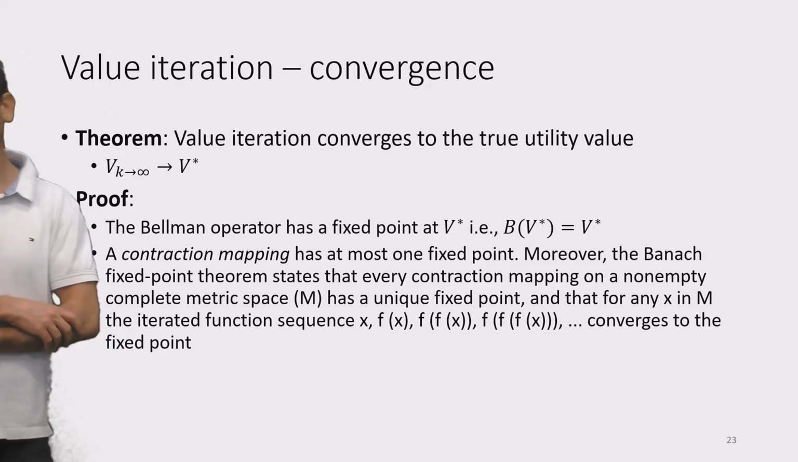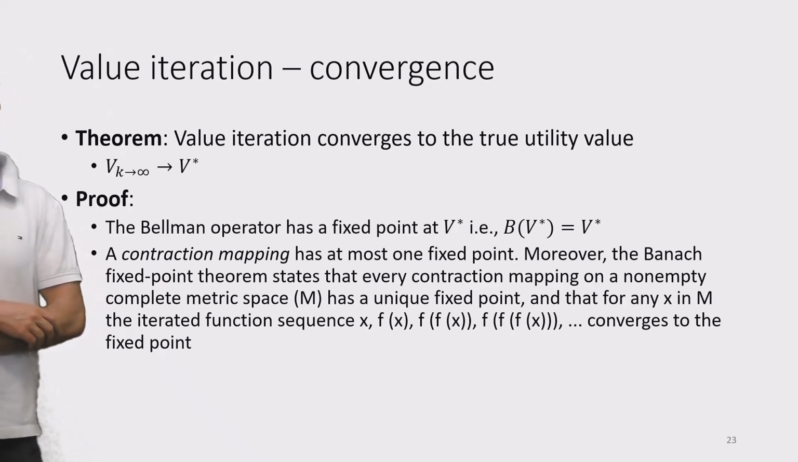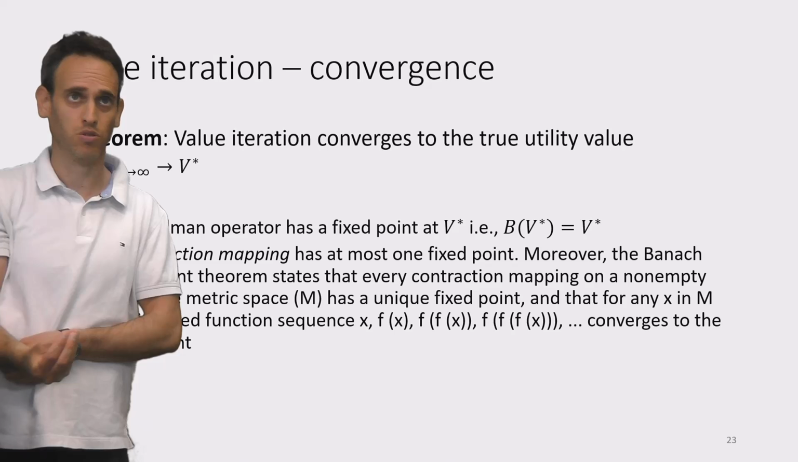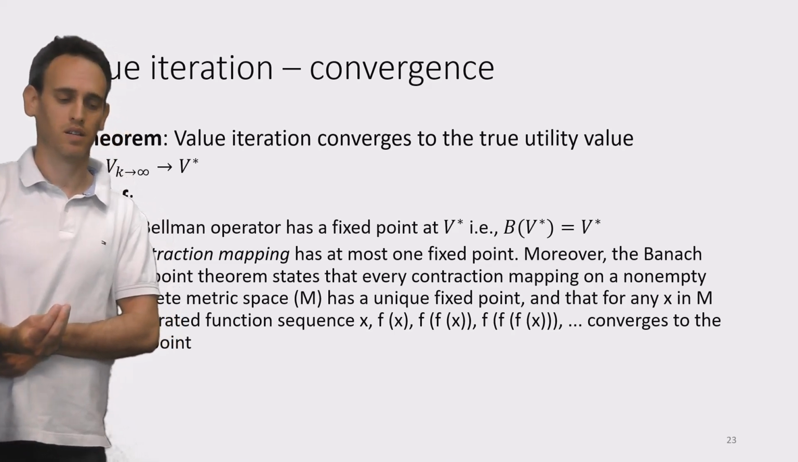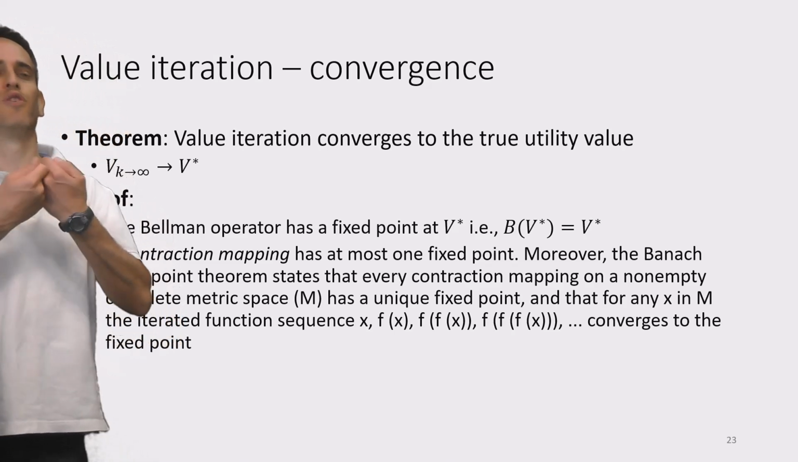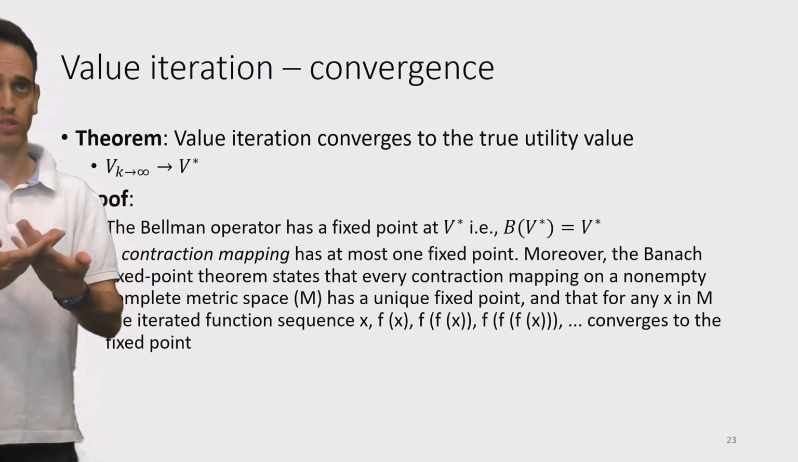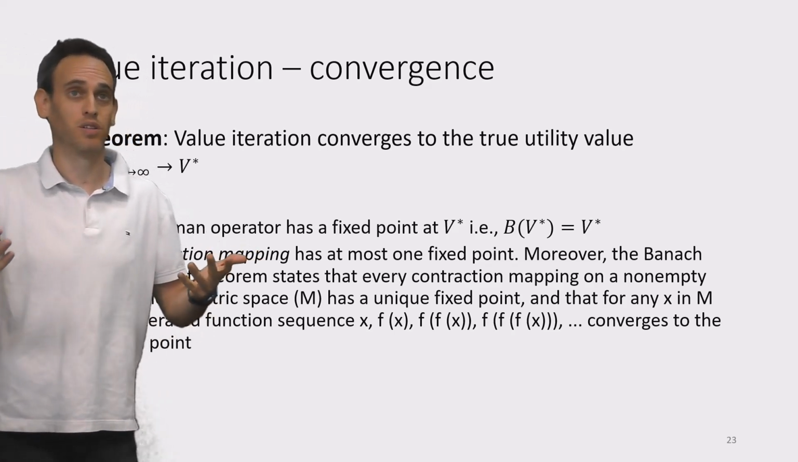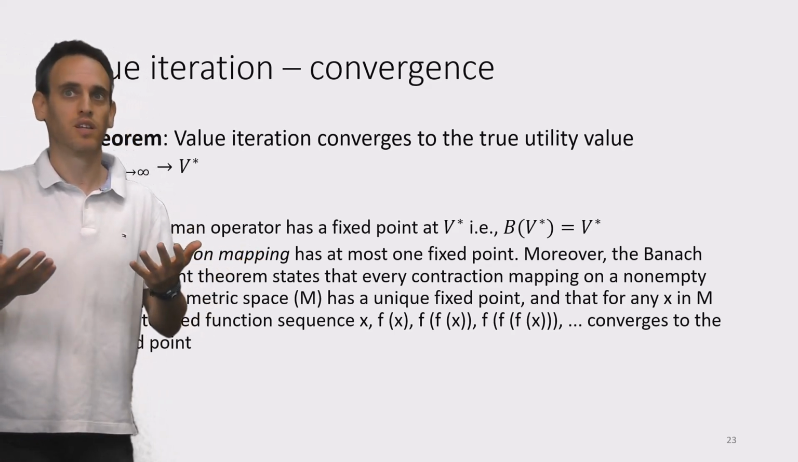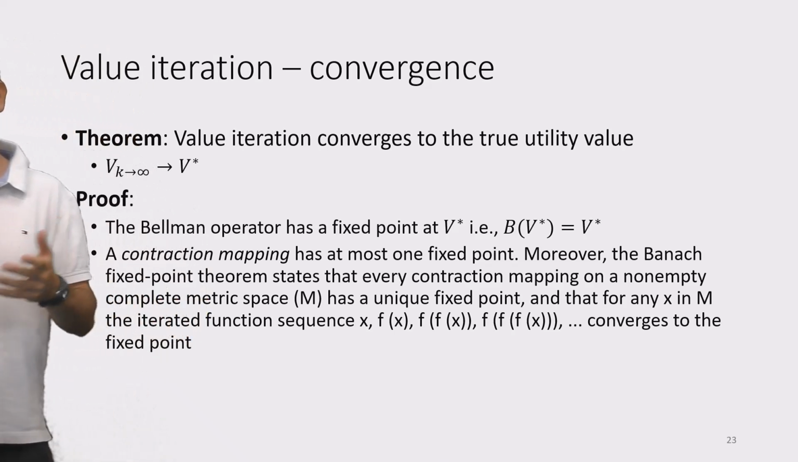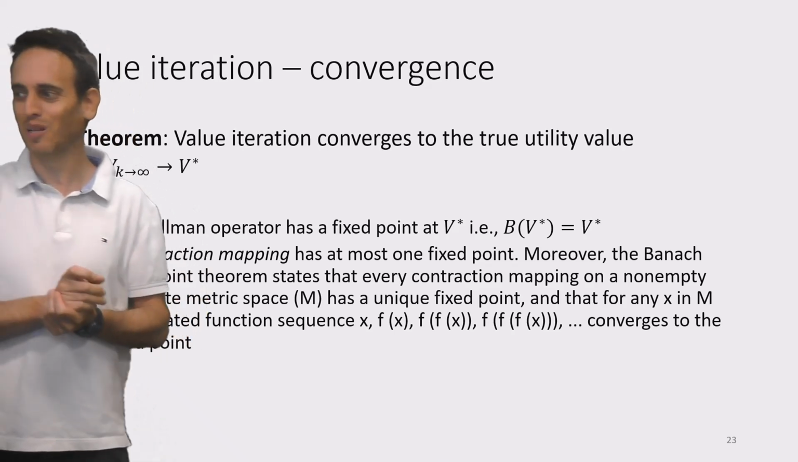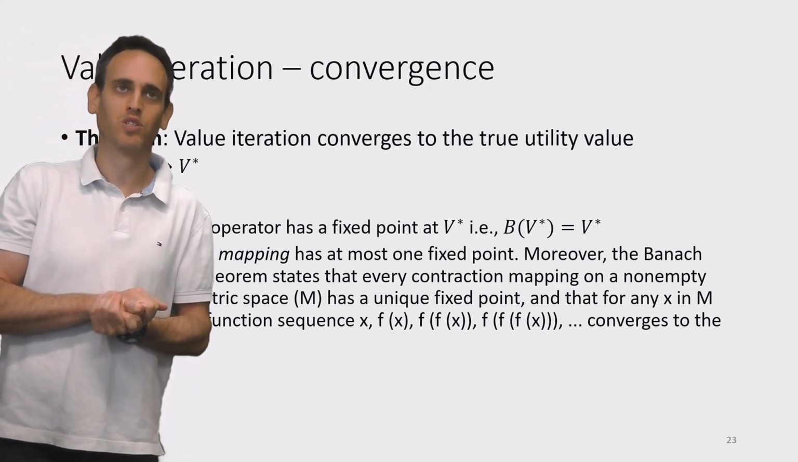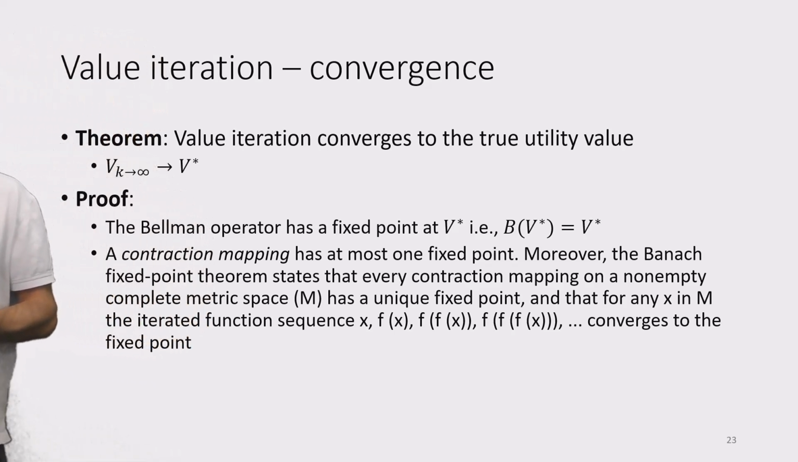First of all, the Bellman operator has a fixed point at V star. That is, if you assign the V star values to all of the states, and you perform a Bellman operator on those state values, you're guaranteed to remain at a fixed point. The state values will not change. This is not a formal proof here, but you can easily prove that the Bellman operator will result in a fixed point at V star. And secondly, a contraction mapping has at most one fixed point.